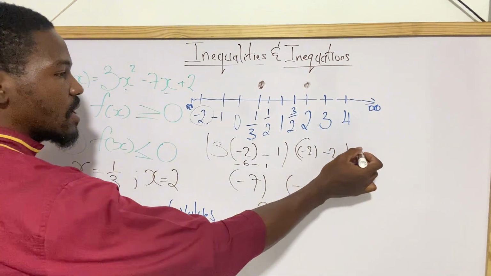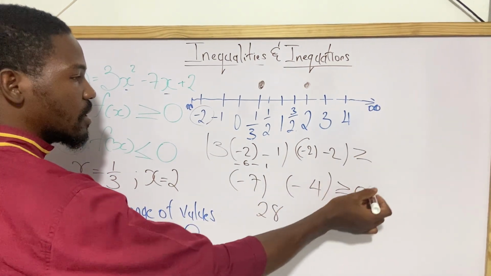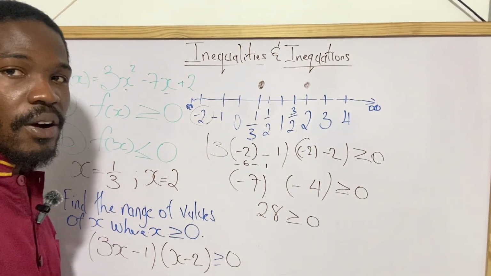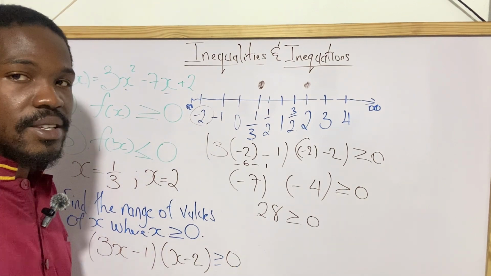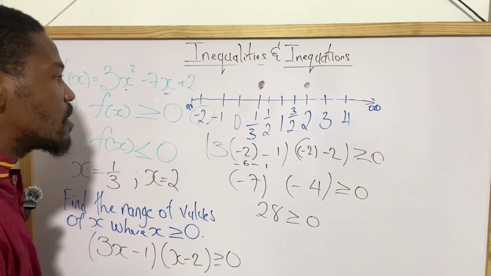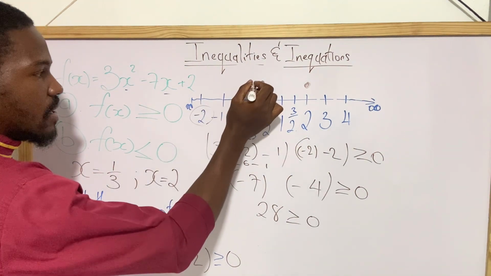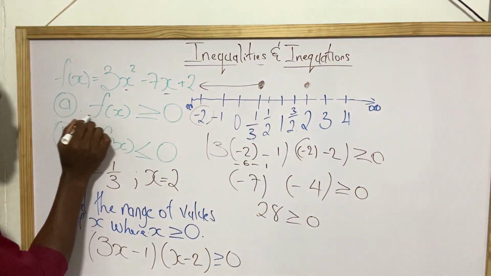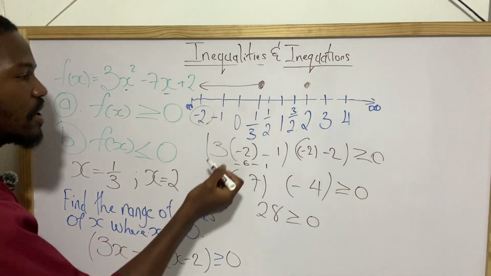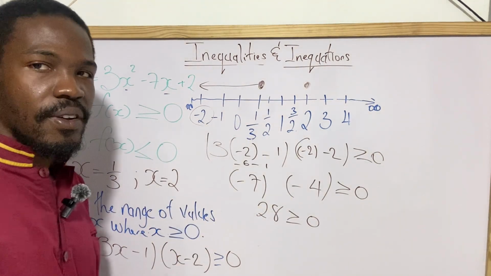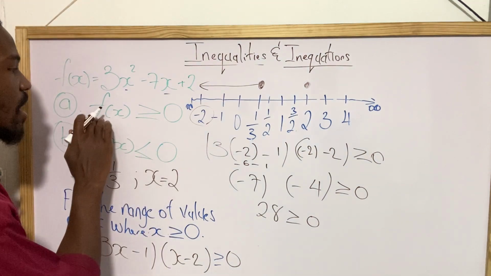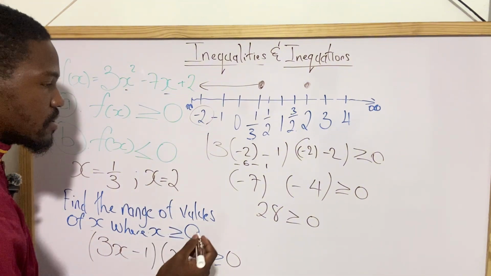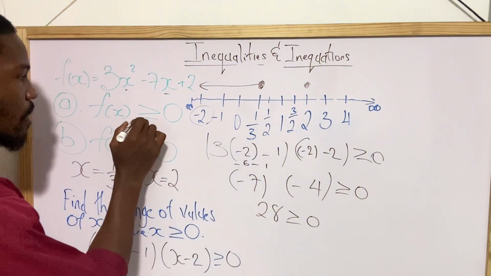And when we look now, we're going to test again the information if it is greater than or equal to 0. So is 28 greater than or equal to 0? And the answer is yes, it is greater than 0, right? So therefore, numbers that are less than a third would make this first part of the question be correct. So any ranges of values that are a third and less is going to make f of x greater than or equal to 0. That's the first part. So we would have to have our first part right here.